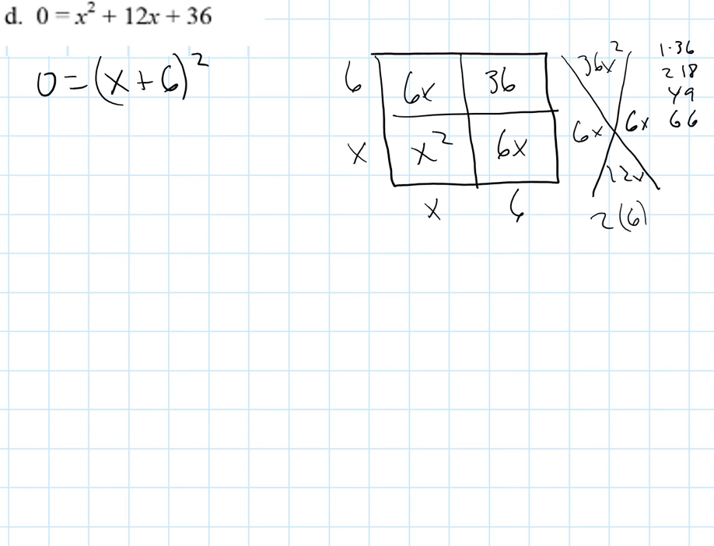Now, the deal is we're using the zero product property. So x plus 6 times x plus 6, we have to factor it. Now these are both the same thing. I don't have to do two separate problems because the answer is going to be the same. So it's going to be x plus 6 equals 0. So x equals -6. And that's your answer.